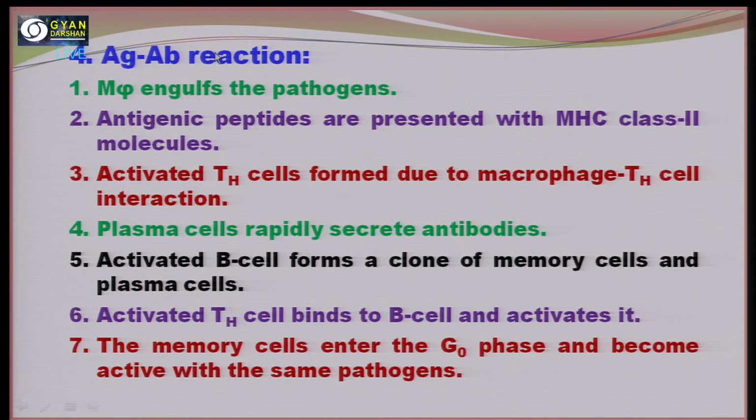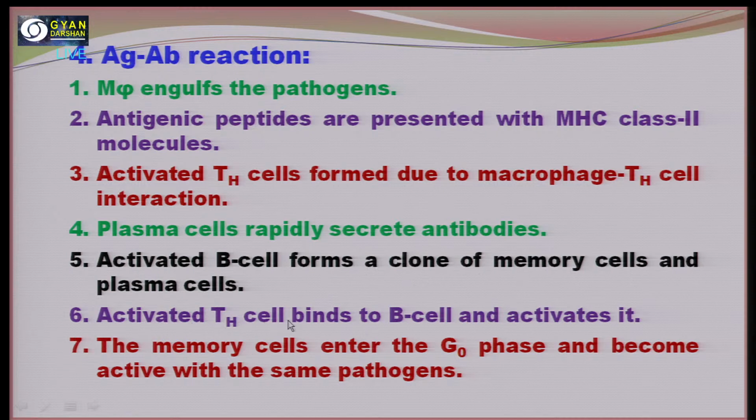The fourth process is the antigen antibody reaction. The macrophage engulfs the pathogens. The antigenic peptides are presented with the MHC class II molecules. Activated T helper cells are formed due to the macrophage T helper cell interactions. Another step in the antigen antibody reaction: plasma cells rapidly secrete antibodies, and the activated B cell forms the clone of memory cells and plasma cells.